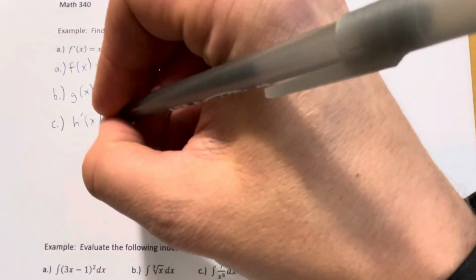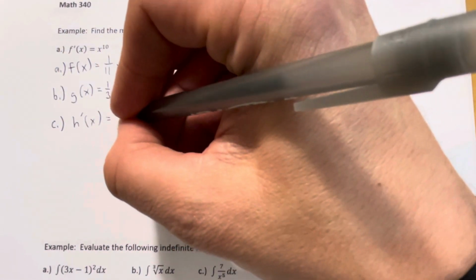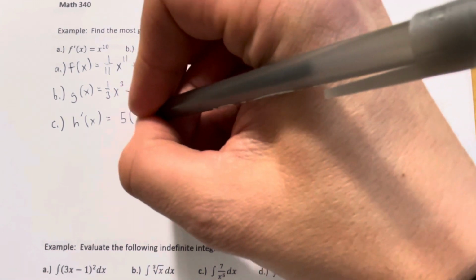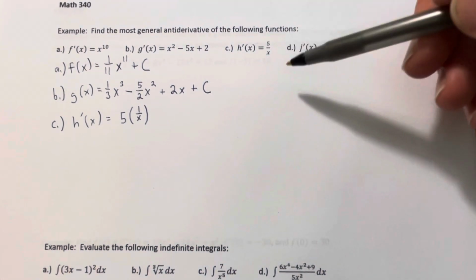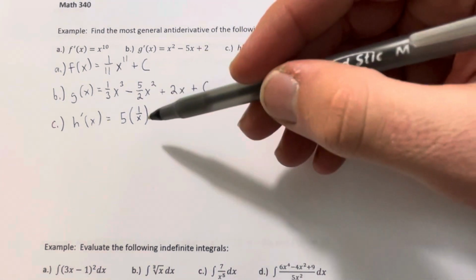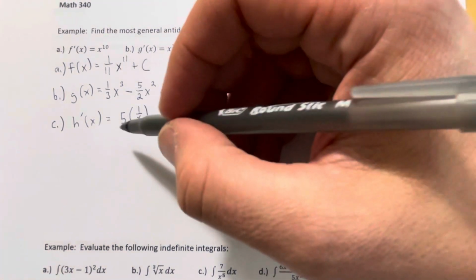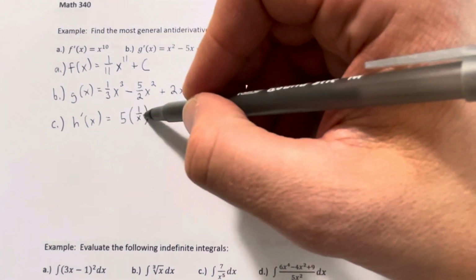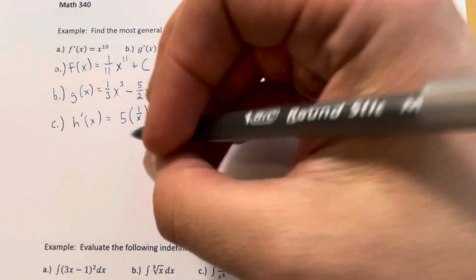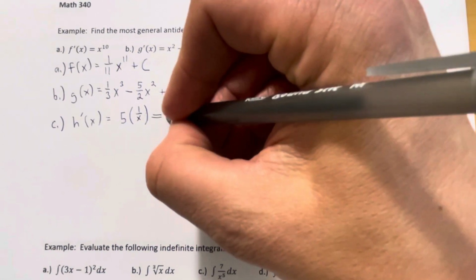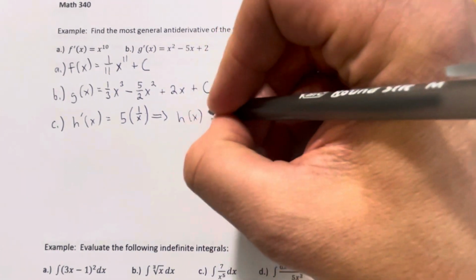So h prime of x, we've written it that way, but it's the same thing as 5 times 1 over x. You don't have to rewrite it this way, but if you're feeling a little rusty on some of these algebraic concepts, it might be helpful to put it in this form, because now we're looking at it as a constant times a function, and this function 1 over x, we know what its antiderivative is. So this implies that h of x is equal to what?